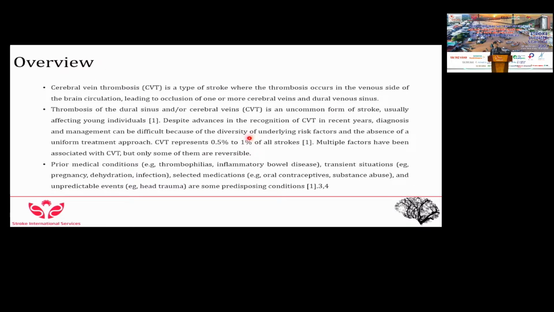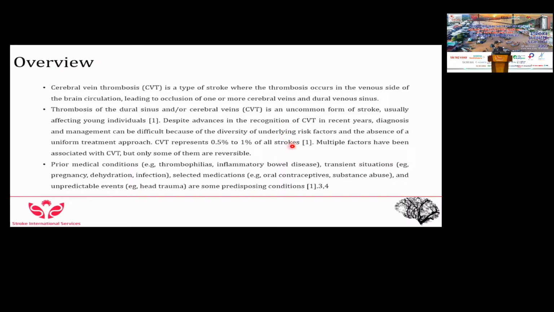And for the overview, as you know, cerebral venous thrombosis, or CVT, is a type of stroke where the thrombosis occurs in the venous side of the brain circulation. That means the clot occurs in the outflow of the circulation, leading to the occlusion of one or more cerebral veins or the dural venous sinus. Thrombosis of the dural sinus and cerebral veins is an uncommon form of stroke, usually affecting young individuals.